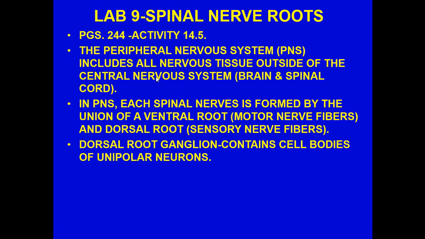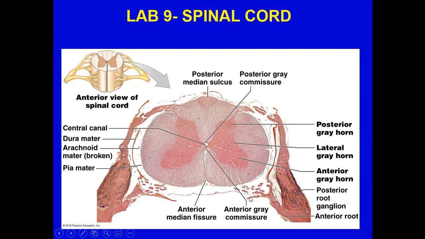In the PNS, each spinal nerve is formed by the union of the ventral root, that's the motor nerve fibers, and the dorsal root, that's the sensory nerve fibers. The dorsal root ganglion contains sensory fibers of unipolar neurons. Let me bring you back to this image right here for a minute.